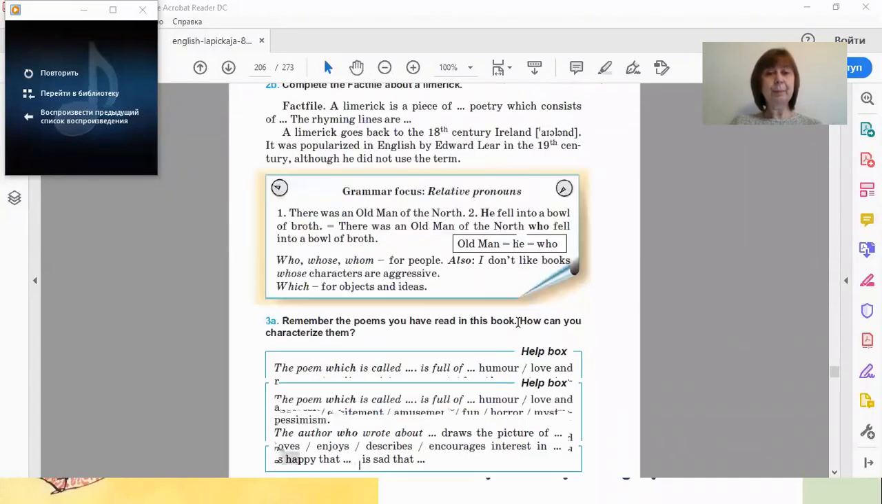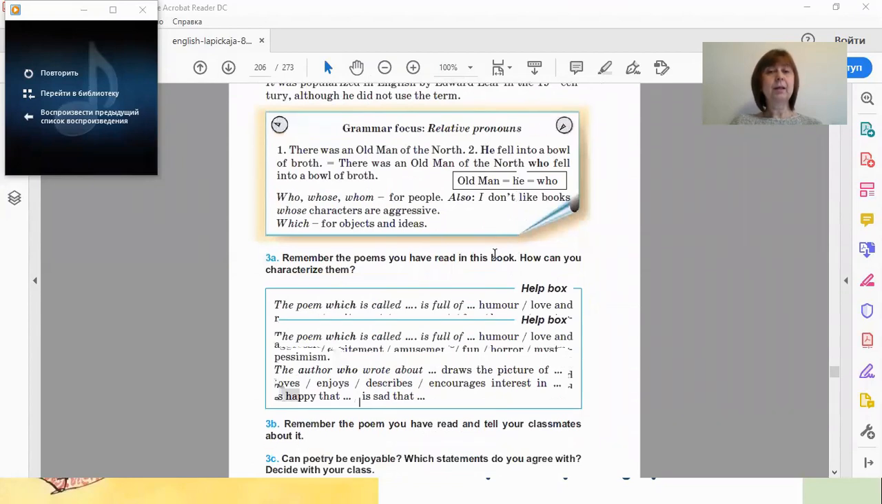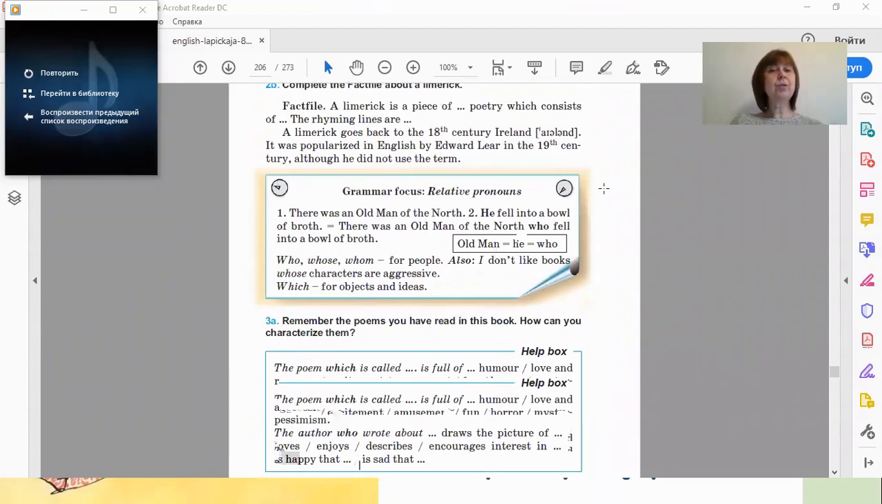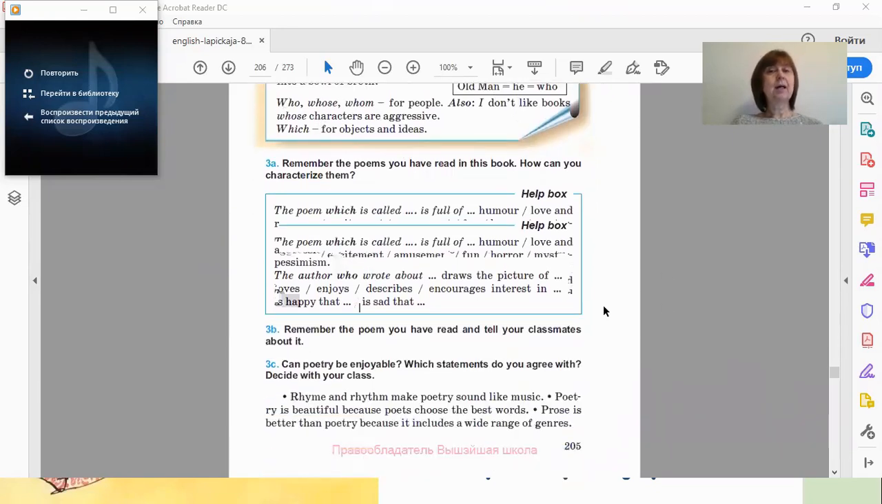Let's go to page 205. Here you can see the rule that we use who, whose, whom for people, and which for objects and ideas. Do you remember any poems that you have read in your English lessons, or maybe in your Russian or Belarusian literature lessons? How can you characterize this poem?